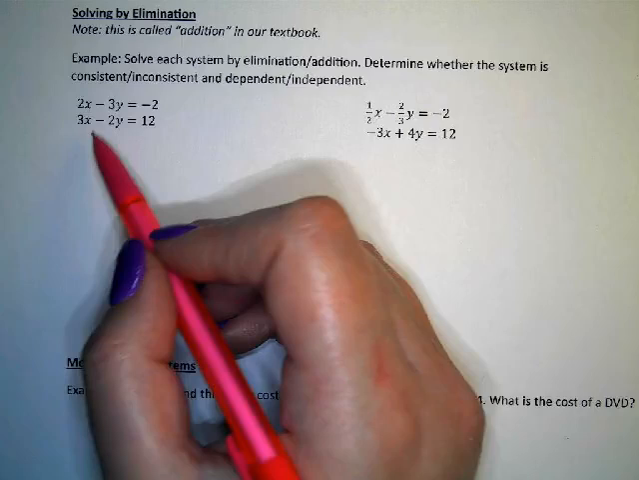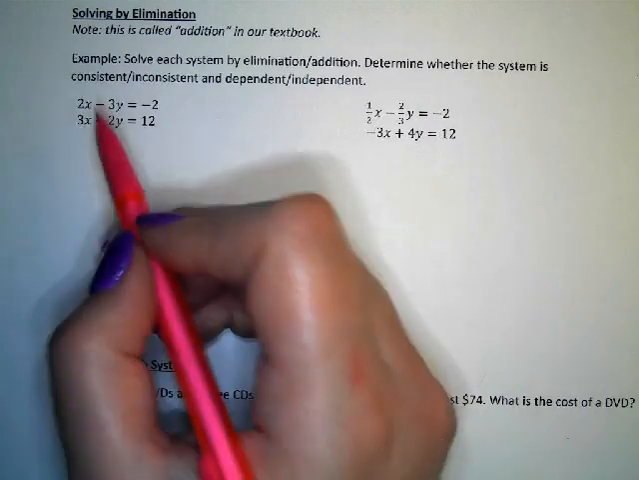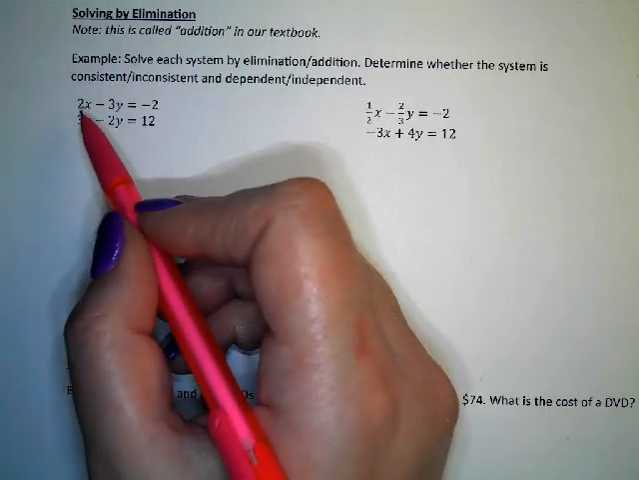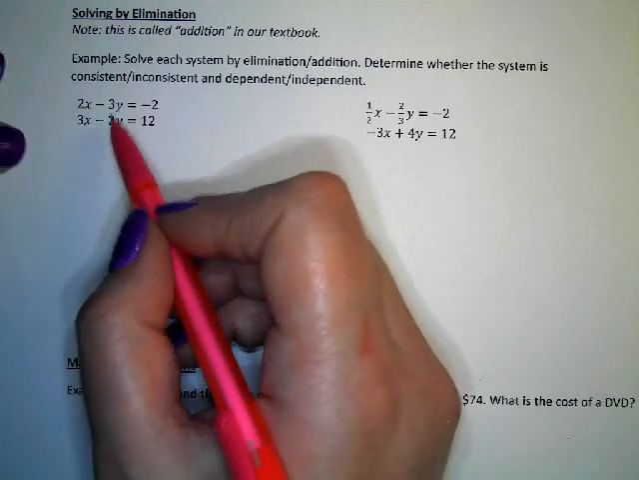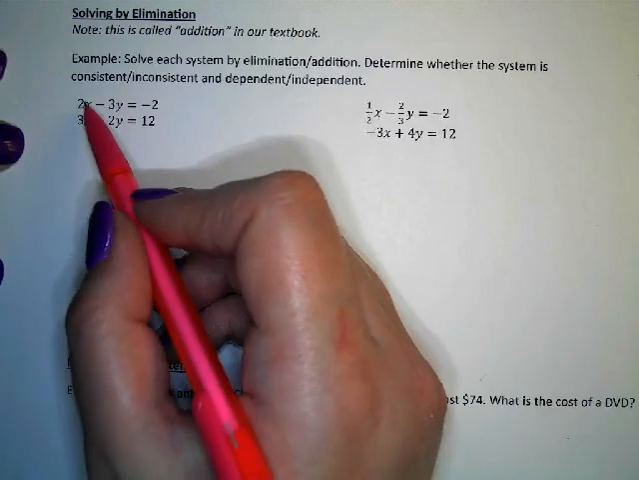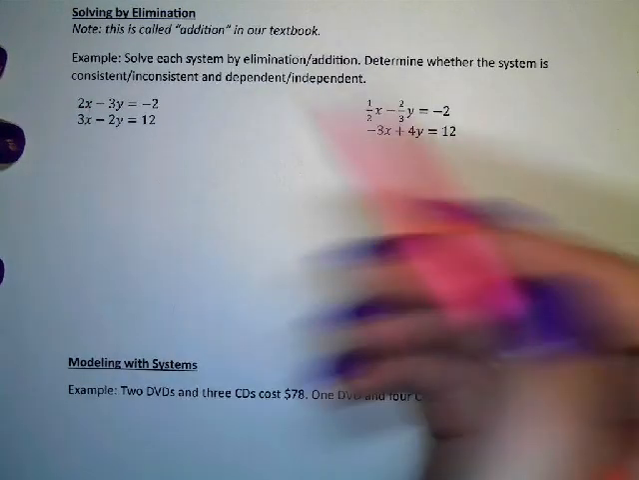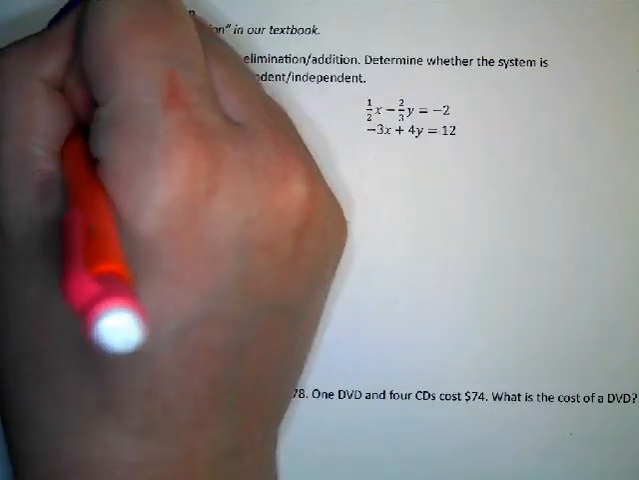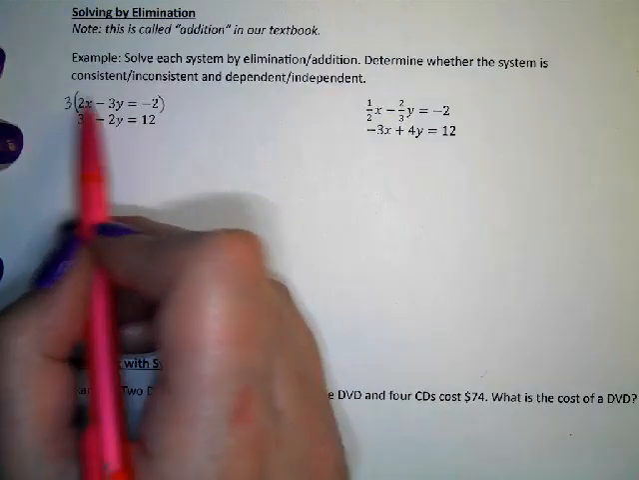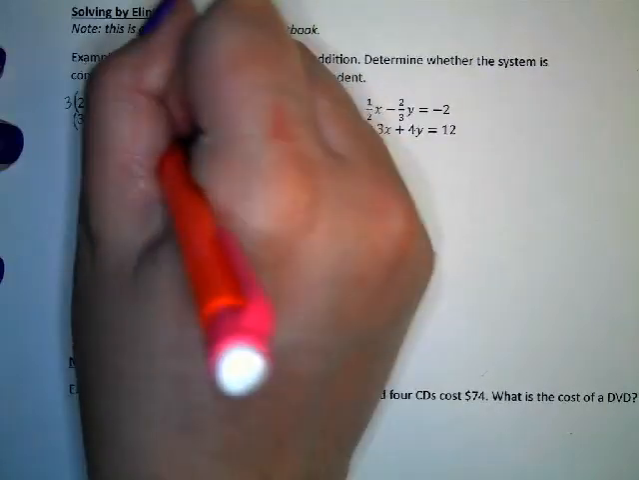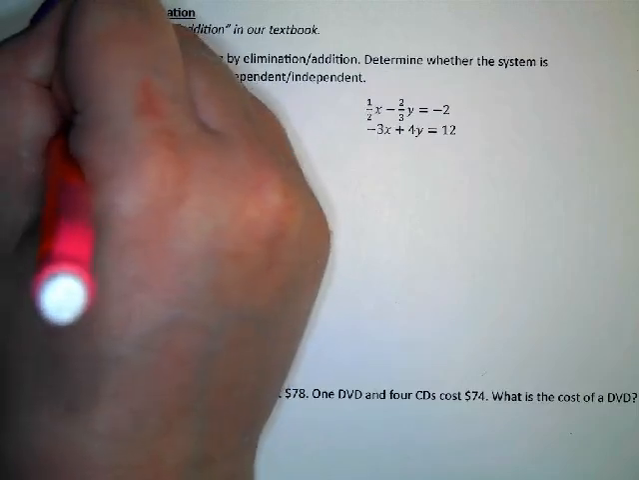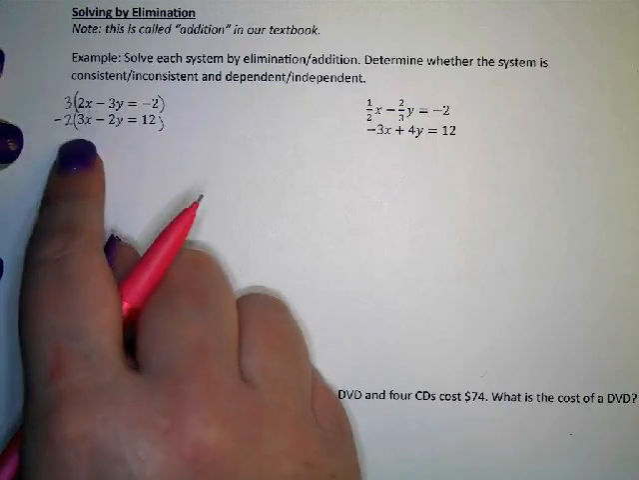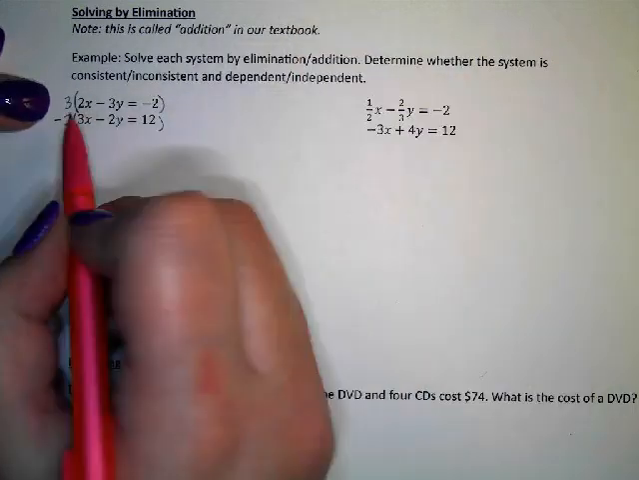So here, to cancel them, both of them look like they could become a 6, and then a positive 6 versus a negative 6. It looks like they're going to be an equal level of difficulty, so it truly doesn't matter. I'm going to take the top line and multiply by 3. That'll make my x positive 6x. And then I'm going to take the bottom line and multiply by negative 2. That's going to make the x on the bottom negative 6x, and then the two lines will cancel each other out with the x's. So for the top, 3 times 2x is 6x.